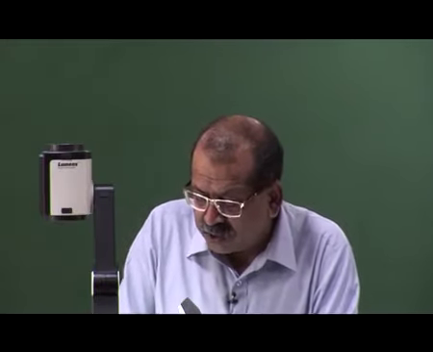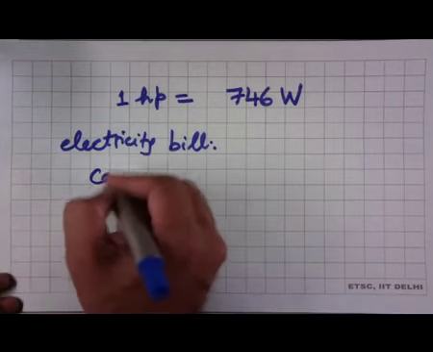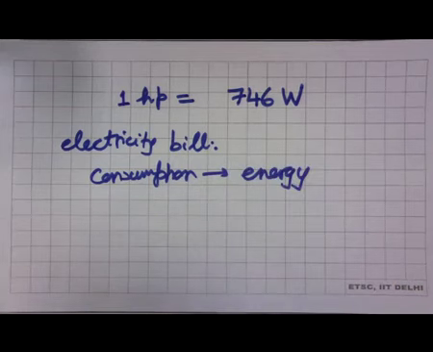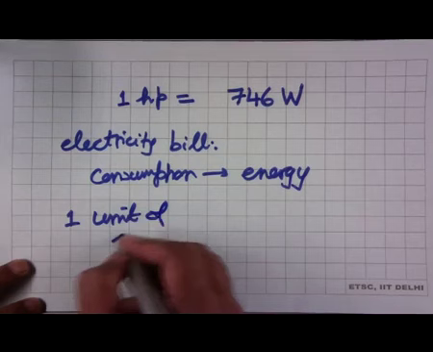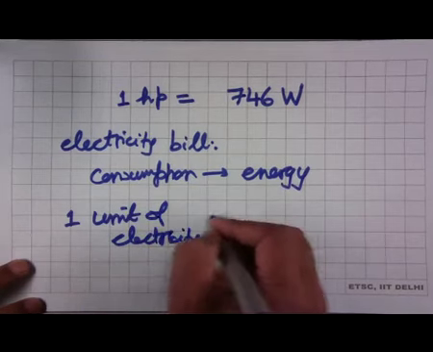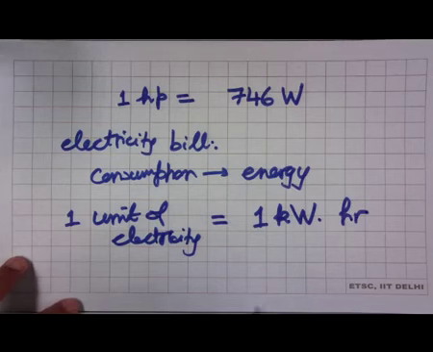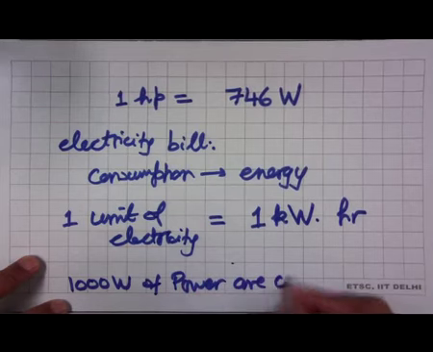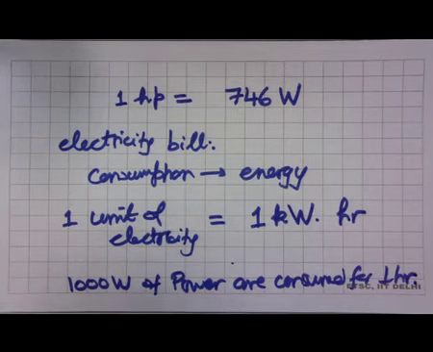Now, one of the places where we see the use of power is when you get your electricity bill, and in fact the electricity consumption is in terms of energy and not in terms of energy per unit time. So, what we have is what we call 1 unit of electricity, which is what you see when you get your bills at home. This is equal to 1 kilowatt hour, which means if 1000 watts of power are consumed for 1 hour, that is what gives us 1 unit of electricity.